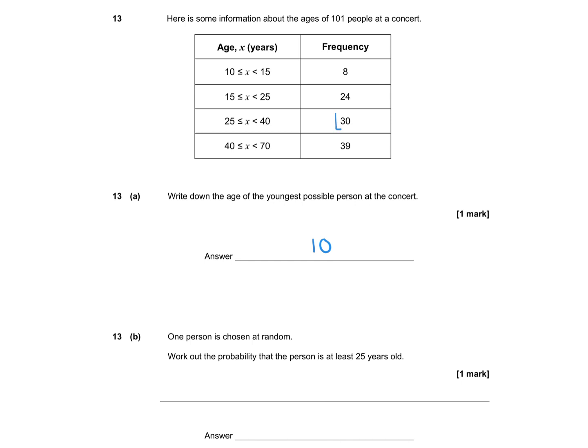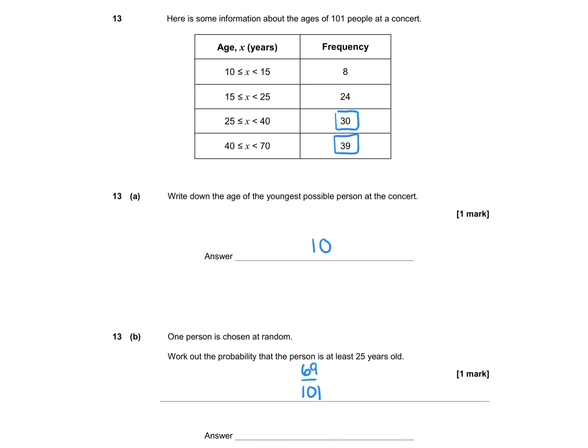Well, these people are 25 years old and older, and so are these people right here. So altogether, there are 69 people there. So that is 69 out of 101. And that's all we need to do. No need to simplify that further, no need to write it as a decimal. Giving it as a fraction is absolutely fine. So work out the probability that a person is at least 25 years old.